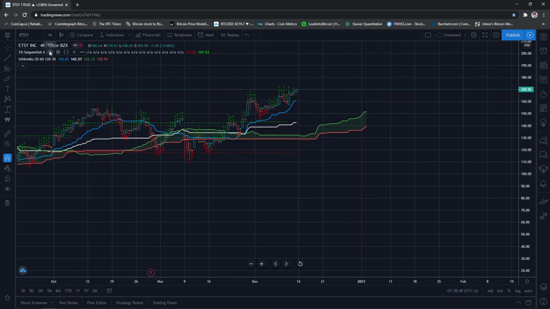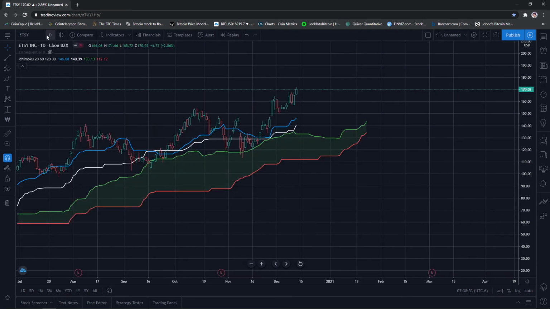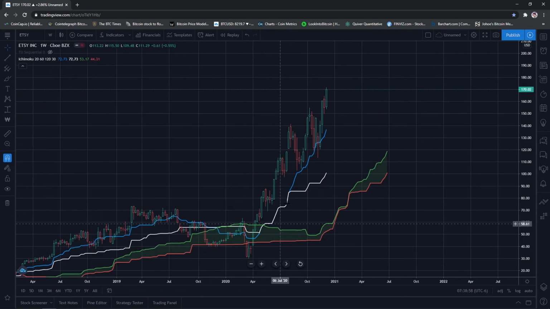These Ichimoku clouds are probably way above any sort of resistance. I like using Ichimoku clouds whenever the price has gone down and it's looking for areas to break out of.